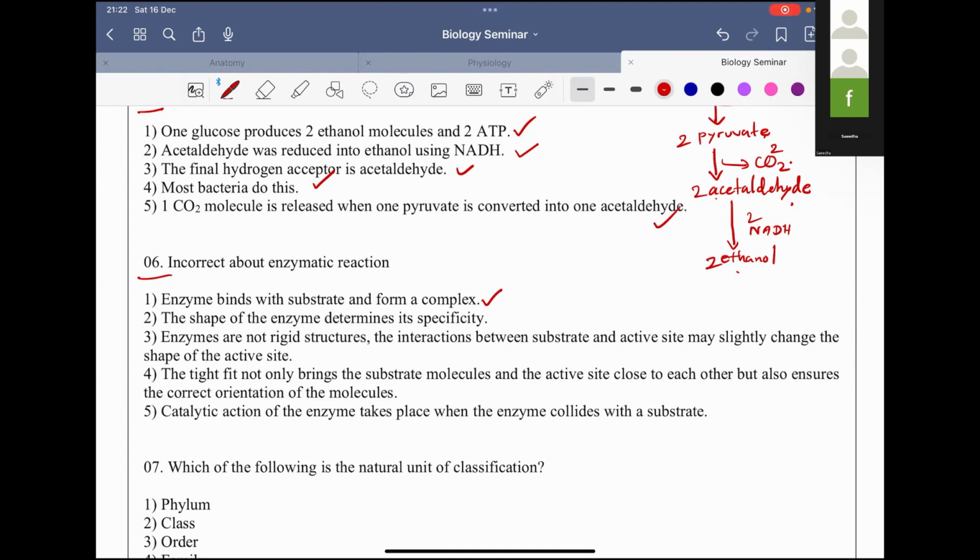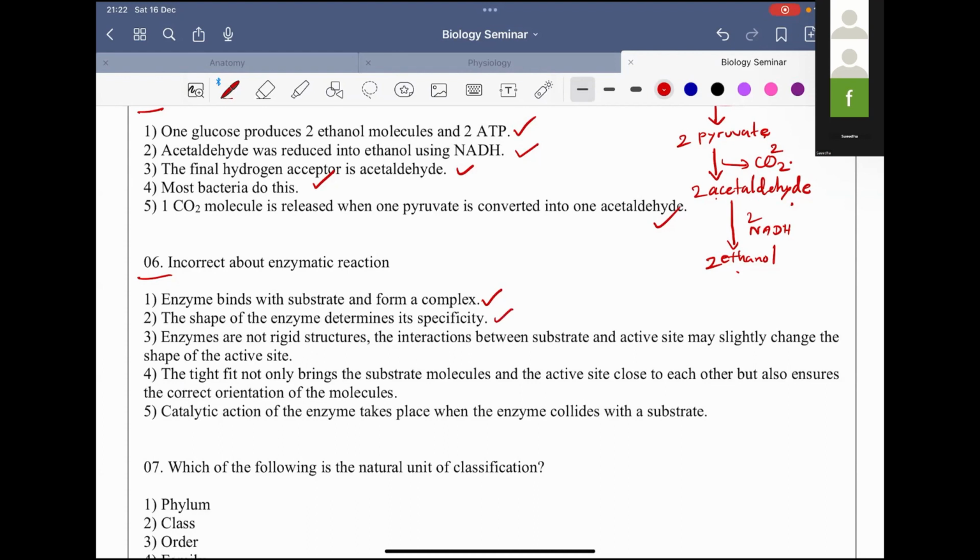Next, the shape of the enzyme determines its specificity. That is also correct, right? The shape of the enzyme will tell how specific it is. In your resource book also it is mentioned: the specificity of an enzyme results from its shape. That is why the reaction catalyzed by each enzyme is very specific. So that is also correct.